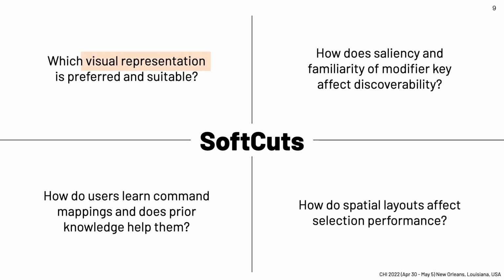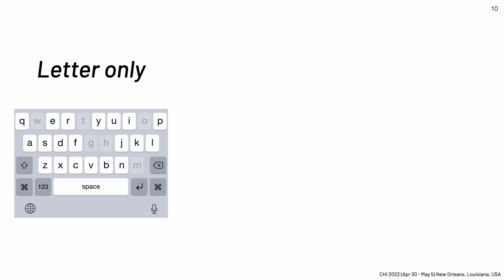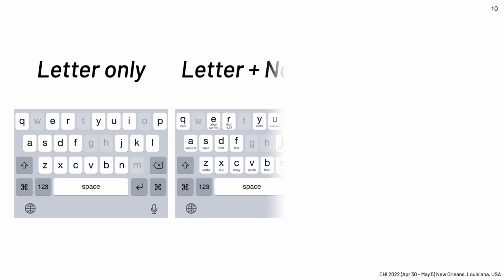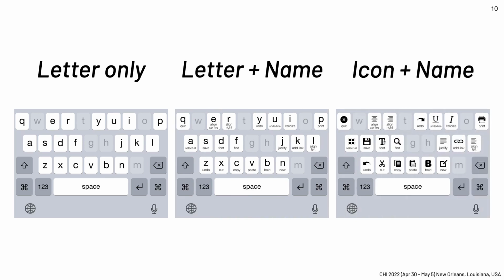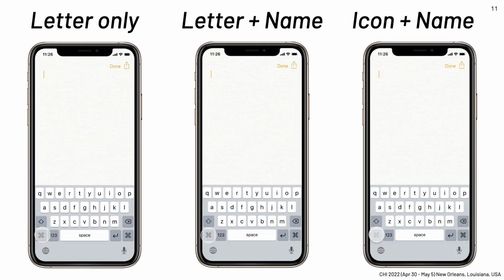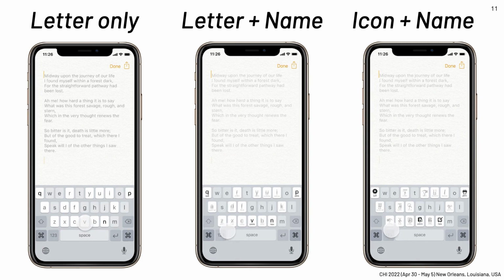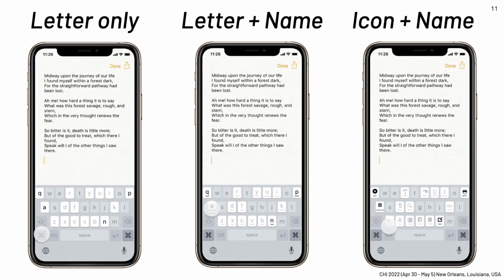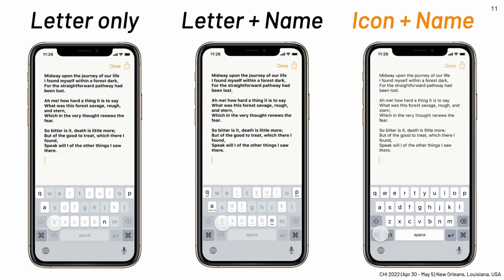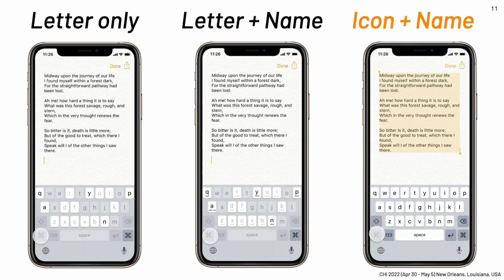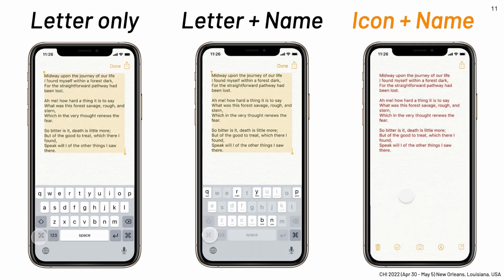First, we compared the usability of three visual representations through semi-structured interviews. First, we have letter only. Second, we have both letter and name of command. Third, we have both icon and name of command. This is a demonstration of the Notes app prototype equipped with all three designs. Results show that there was a preference for icon plus name, and letter plus name could serve as the next best alternative.